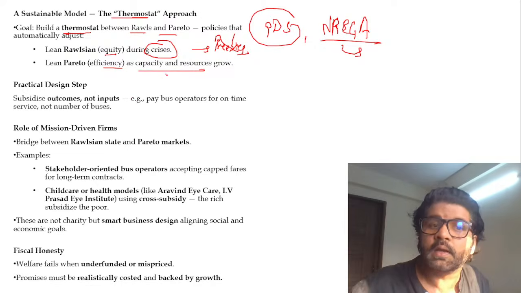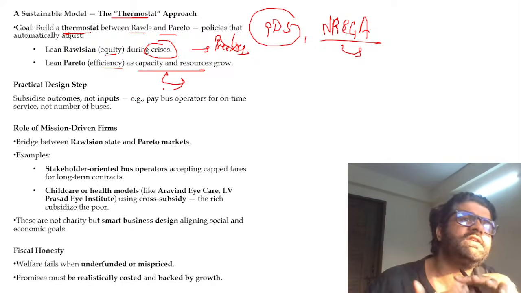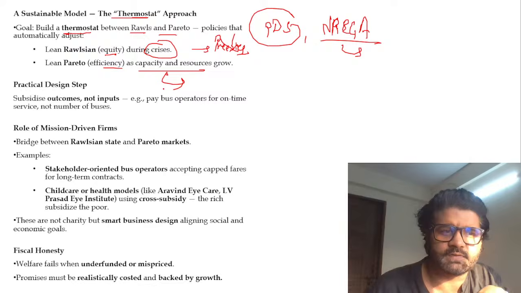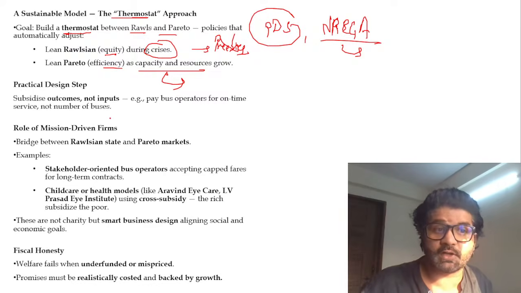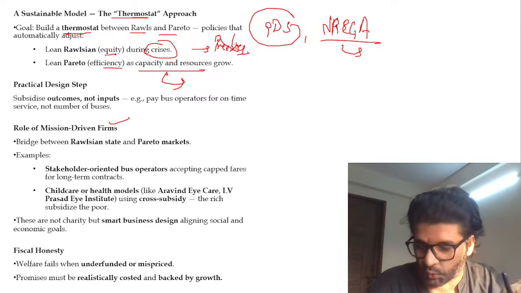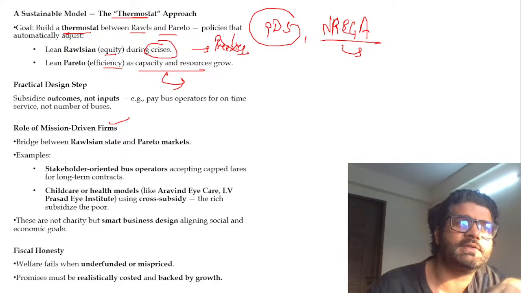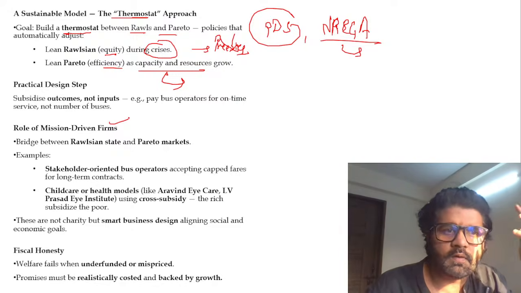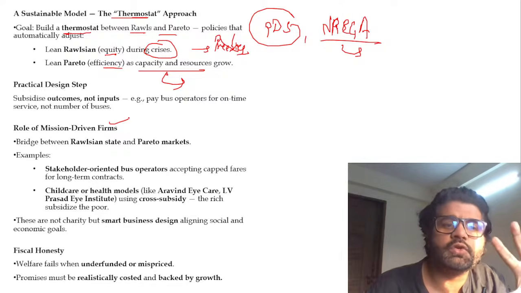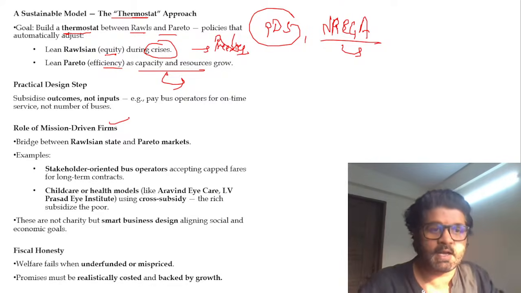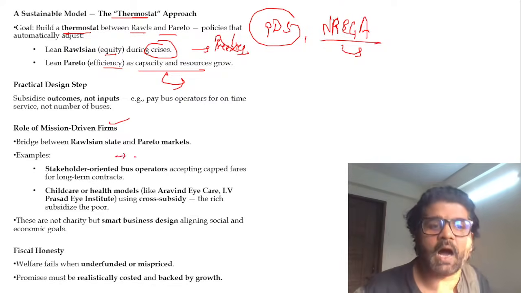Efficiency as capacity and resources grow. What is efficiency? Again, we have discussed direct benefit transfer. So practical, now this is actually important. What India should do. India is suffering this whole thing, guys. This whole equity model or efficiency model, what we should do, what we can learn from other countries, and what are the good examples even in our country.